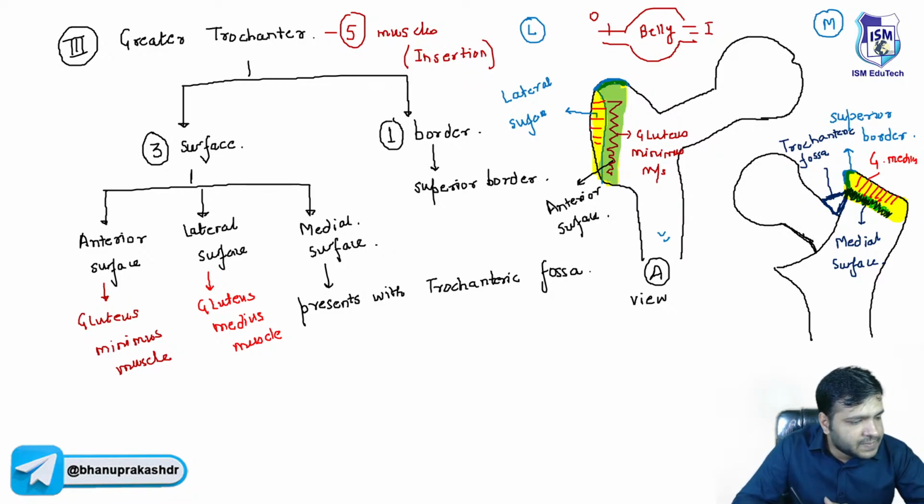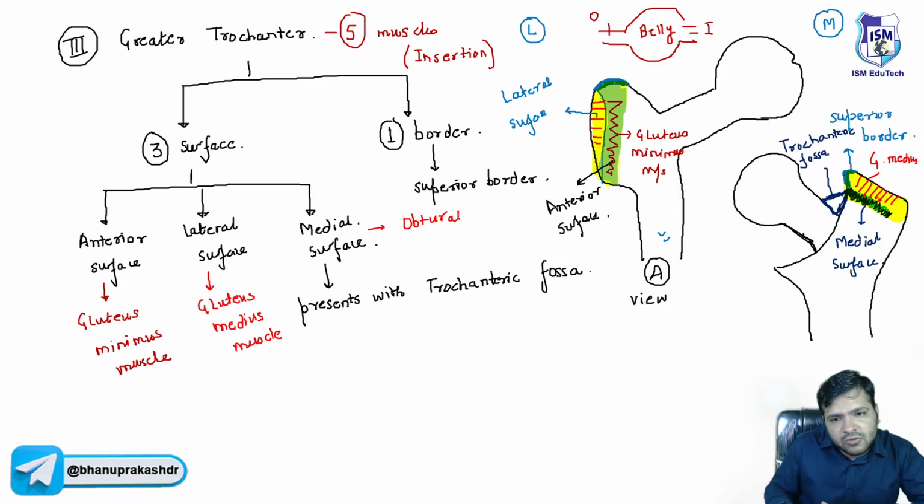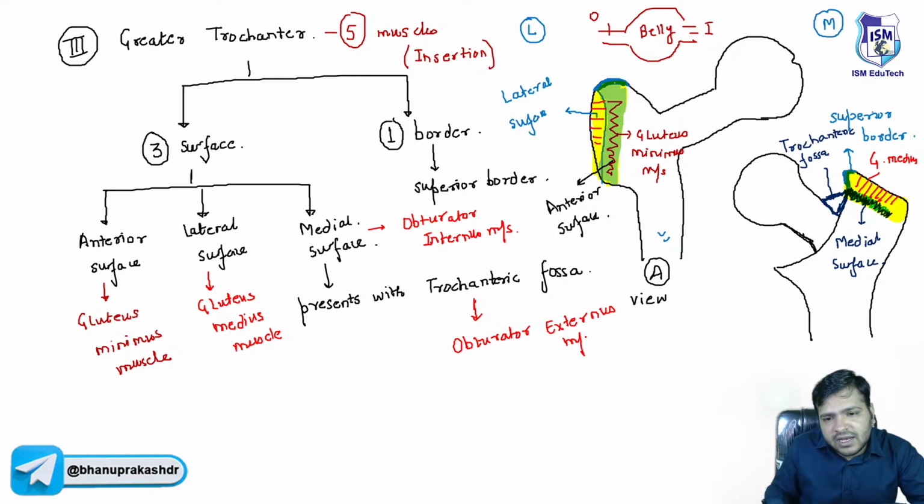On the medial surface, remember, we have one muscle that is called the obturator internus, with the two gemelli. And in the trochanteric fossa we basically have the obturator externus muscle. The names will be difficult, but it's the easiest way to learn right now.